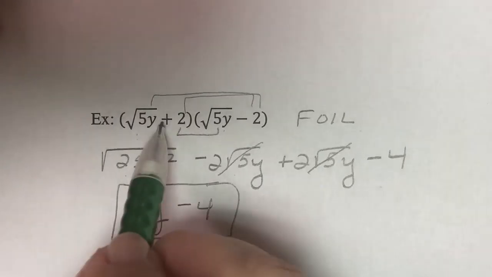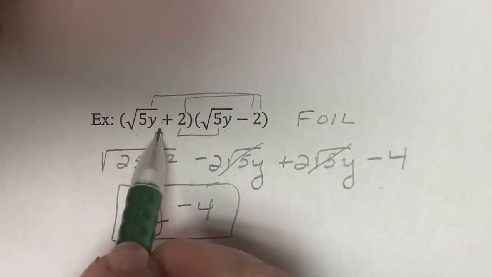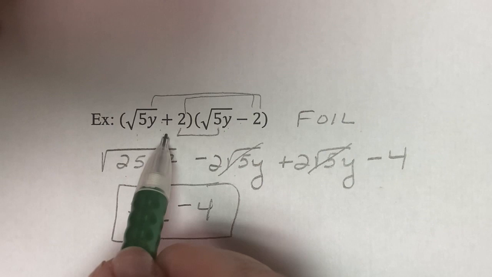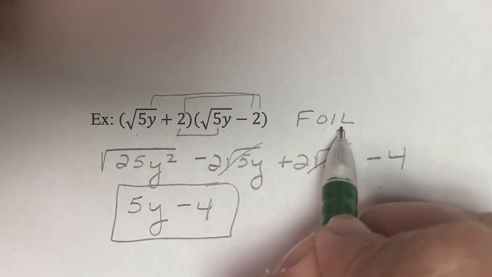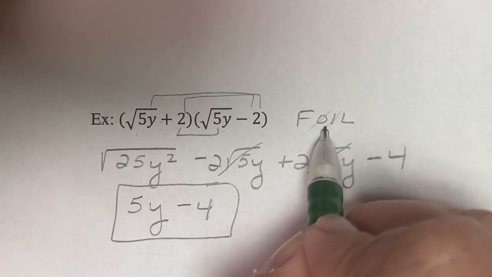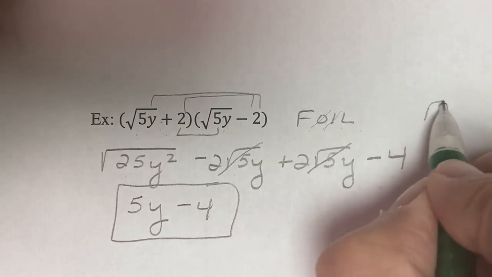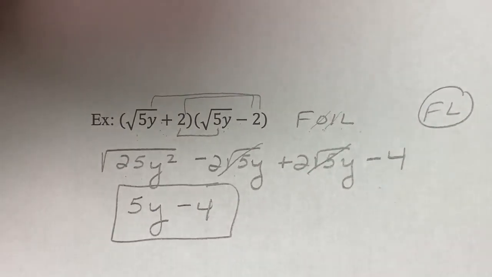So remember, if you are multiplying 2 binomials that are exactly the same except for the sign, you really don't have to do all 4 letters of FOIL, because the O and the I are going to drop out. So F and L will work just as well.